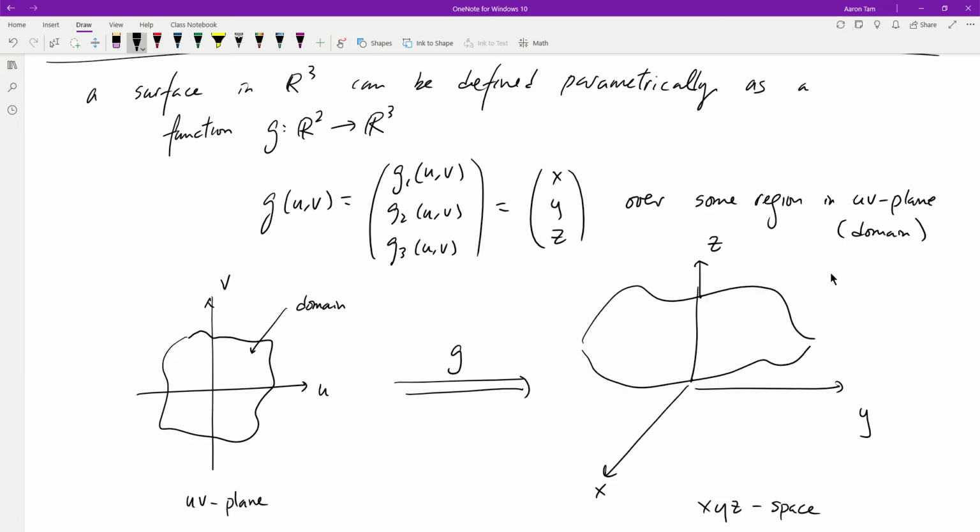In this case, this surface will be finite because our domain is finite. And we are assuming that this forms a nice surface that doesn't go off to infinity and doesn't have any breaks, often referred to as a smooth surface. Okay?